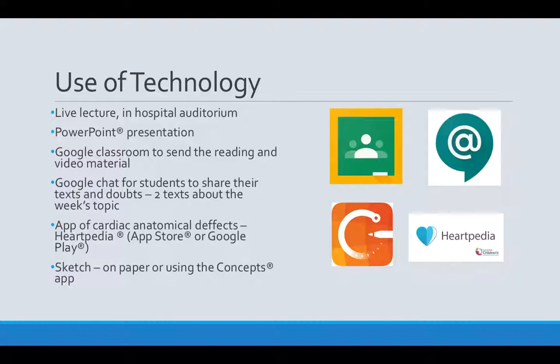The technology will be a live lecture in our hostel auditorium. We will use a PowerPoint presentation in a nice way. Google Classroom and Google Chat will be 2 tools to help students read the material and also share their texts and doubts with other students. And I will suggest students have this app, Heartpedia, to observe the cardiac anatomical defect in a nice way. And they can sketch on paper or using the Concepts app.